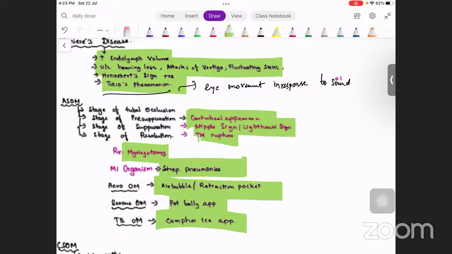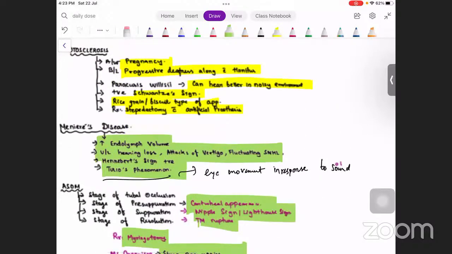These are the important findings you may see in the case of ASOM. So Tullio phenomenon and Hennebert sign in Meniere's disease; paracusis willisii and rice grain or biscuit appearance in otosclerosis; nipple sign and lighthouse sign in the stage of suppuration of ASOM; cartwheel appearance in the stage of presuppuration of ASOM; and the treatment of choice, myringotomy.